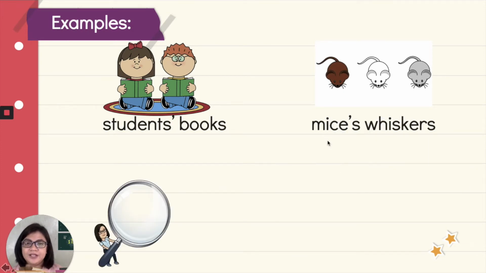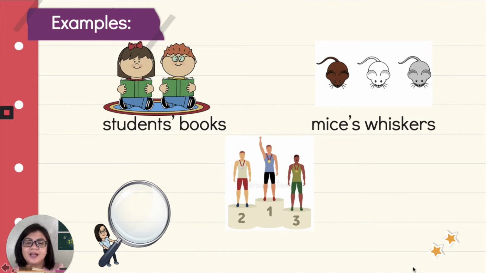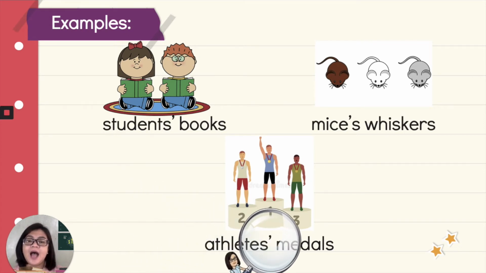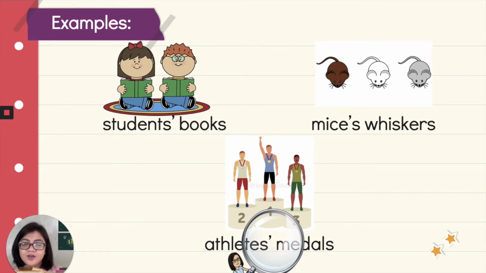Okay, kids, for our third example, we have athletes. Since the word athletes already ends with the letter S, we don't have to add S anymore. So we just added an apostrophe. So athletes, apostrophe, medals, because the athletes own the medals. The medals of athletes becomes athletes' medals.